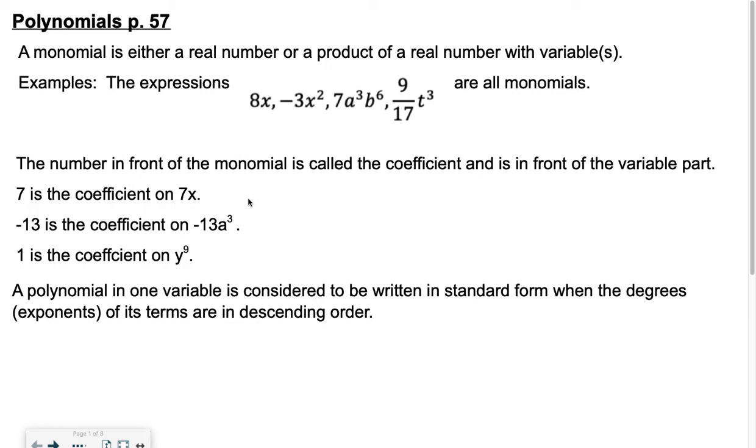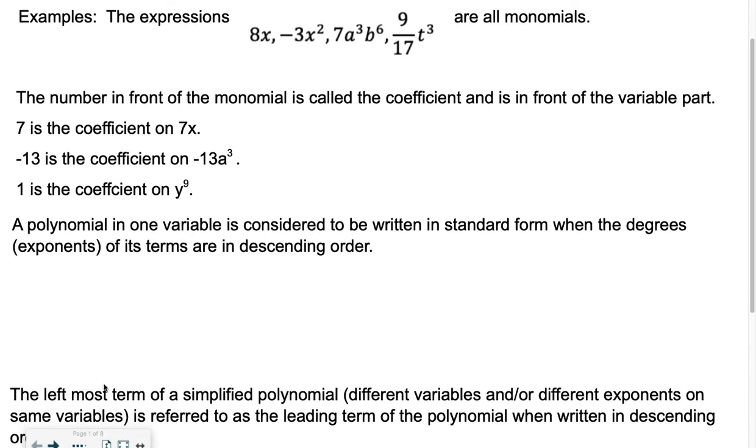The number in front of the monomial is called the coefficient. So in this case, 8, -3, 7, and 9/17. And in these examples, 7, -13, and 1 are the coefficients.